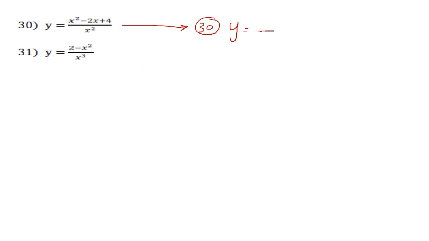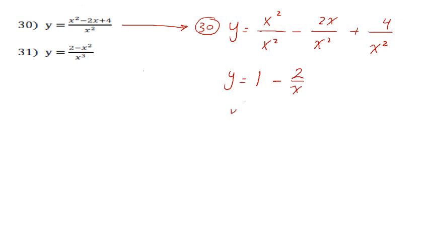So first I need to split it as x squared divided by x squared, minus 2x divided by x squared, plus 4 divided by x squared, which can be written as x squared divided by itself is 1, minus 2x divided by x is 2 over x, which can be written as 2x to the power of negative 1, plus 4 over x squared, which is 4x to the power of negative 2. Now I can find dy by dx easily.